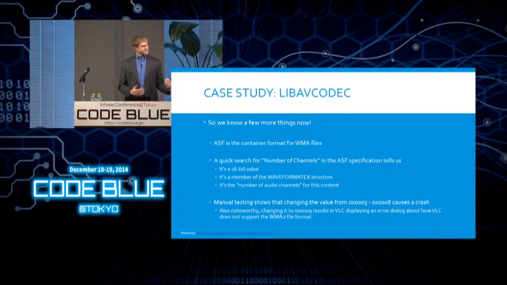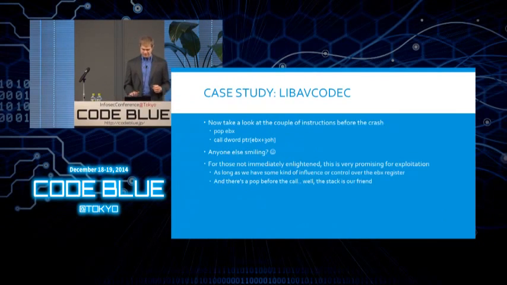We figured out that ASF is a container format for WMA files, and we can look up that particular field in the ASF specification. And when we do that, we see this is a 16-bit value. It's a member of the WAVEFORMATEX structure, and it's supposed to be the number of audio channels for this content. Well, it turns out that the number of audio channels is never supposed to be 7. That causes an error. And in fact, changing the value to anything from 3 to 8 just by manually editing the file causes a crash. We also found some interesting behavior if you changed it to 9 that we didn't explore further.